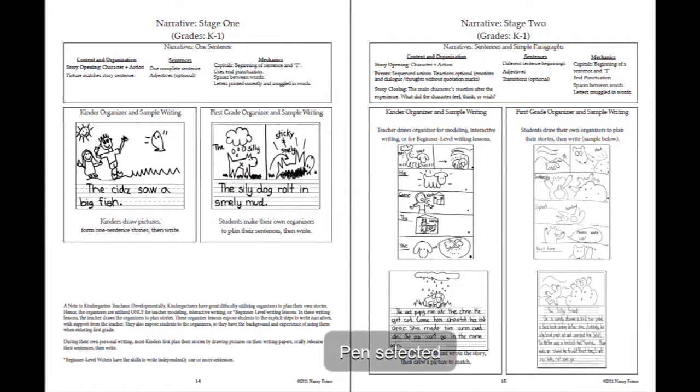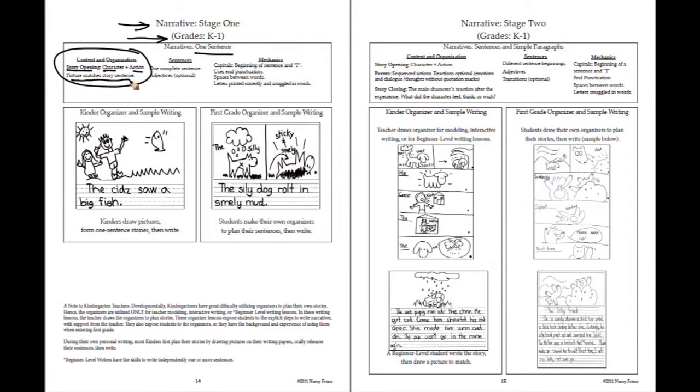Page 14 in the narrative chapter starts with stage 1 writing, identifies that this is for grades K-1, and then we have our descriptors of what this 1 sentence level will be. What in content and organization is this stage 1 going to have? It's going to include a story opening with a character and an action, and the picture is going to match that story. The sentences will have 1 complete sentence, and adjectives are optional. Mechanics, you're going to have the beginning of the sentence capitalized and the word I capitalized. You'll use end punctuation, spaces between words, letters printed correctly, and snuggled in words.